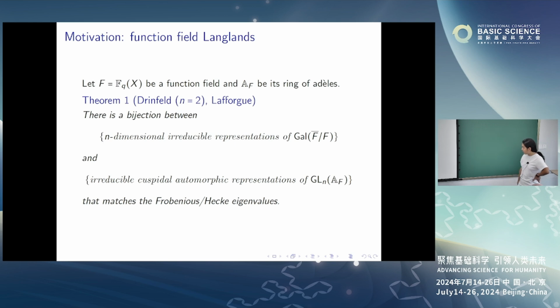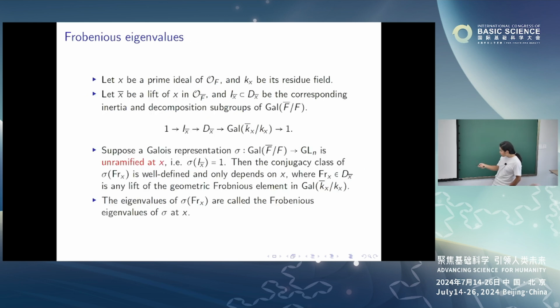But this bijection is not an arbitrary one. You need to have some requirements to make it, in some sense, a unique bijection. One of the requirements I want to mention is that this bijection should match some natural invariants defined on both sides. On the Galois side, you should use Frobenius eigenvalues, and on the automorphic side, use Hecke eigenvalues. The meaning of these eigenvalues will be explained now.